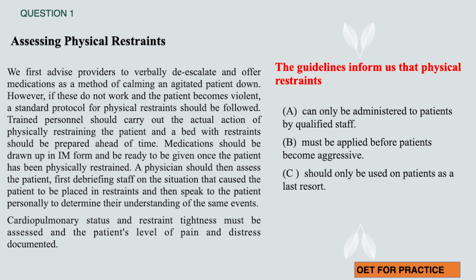Let's look at the last option, C. It says it should only be used on patients as a last resort. If you think option C is right, yep, you are right. The guidelines do say that physical restraints should only be used on patients as a last resort. This means that physical restraints should be considered only after all other interventions have been attempted and have failed to calm down an agitated patient. Physical restraints can be traumatic and pose a risk to patient safety, so they should not be used lightly.